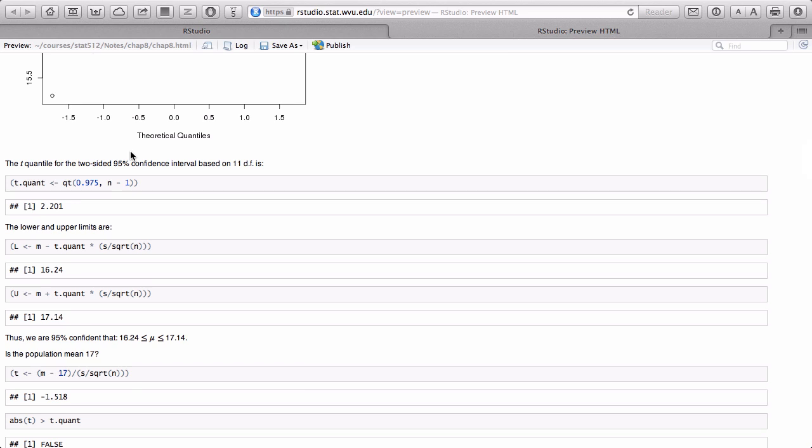So at any rate, I'm using R as a calculator here, and I'm computing the lower and upper limits. M, which I computed as a mean, plus or minus the t quantile, times S, which I had also previously computed, divided by the square root of n. So I'm computing the upper and lower limits.